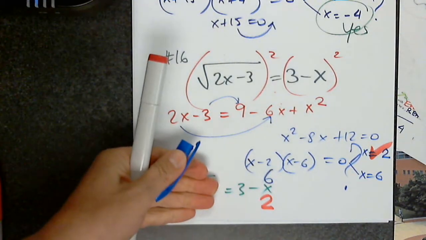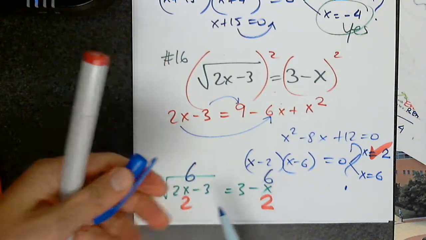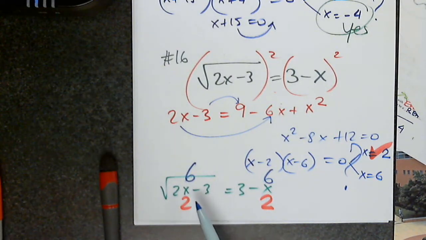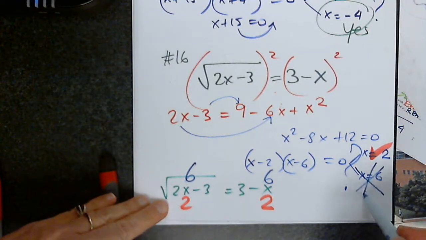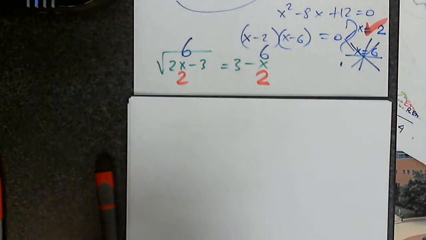I already know it's no, because the right-hand side will be 3 minus 6, which is a negative number. But I know that the square root is always positive. So 12 minus 3 is 9. The square root of 9 is 3. But this side is negative 3. So I will say no. So the only solution is 2. Any questions? Any questions? Let's look at a few more.